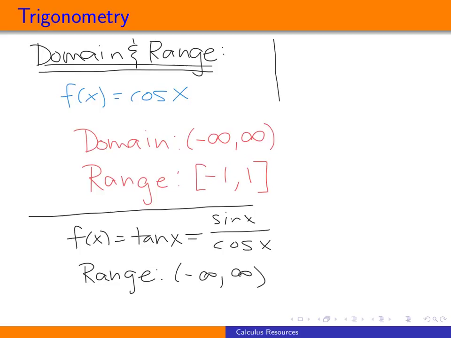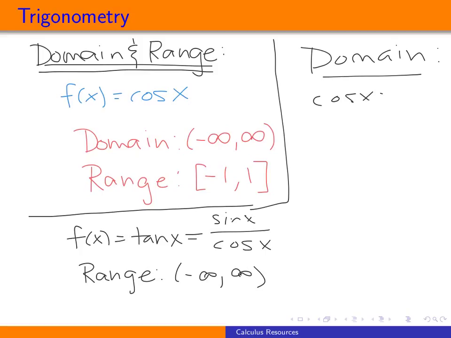For the domain of f of x equals tangent x, we need to consider that the cosine x is in the denominator, so we need that cosine x cannot be 0. So in order to figure out where cosine x is not equal to 0, we'll actually solve where it is equal to 0, and we'll know that those are the x values that we cannot have.